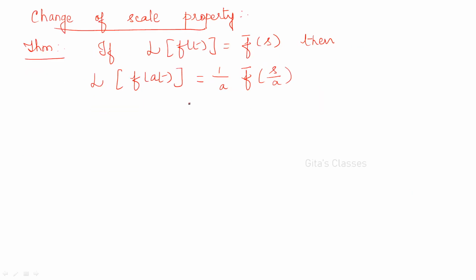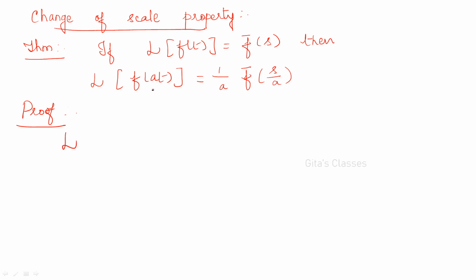If L of f of t is equal to f bar of s, then L of f of at: in the place of t, if you change it to at, then what will be the corresponding change in the variable s? That is 1 by a into f bar of s by a. Okay, so first let us prove this.